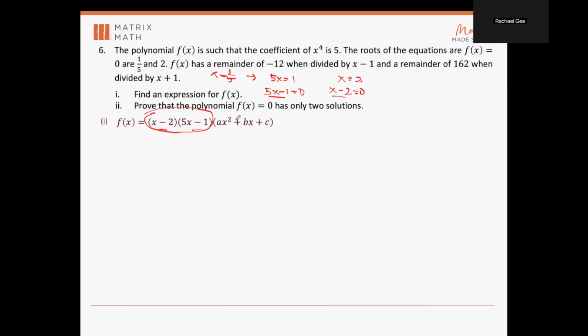And then you have ax² + bx + c. The reason why you need ax² + bx + c is because your coefficient is x^4. The highest degree is 4. So over here only gives you a square. So in order to get x^4, you need another square in this bracket here.